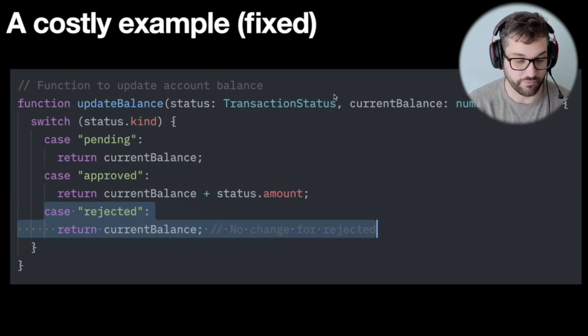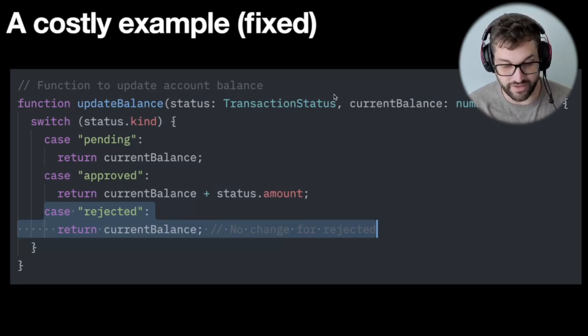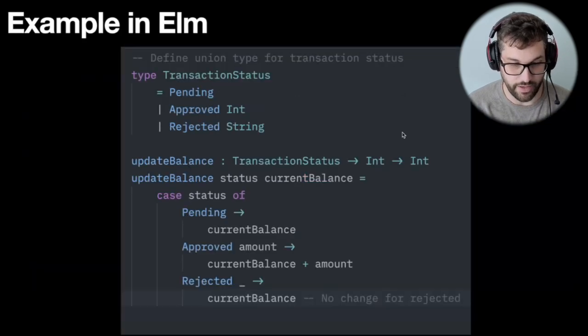So there's nothing that the compiler does to enforce that this be followed. It's simply a matter of the developer having enough presence of mind in the moment to remember to code for this case. Now let's take a look at an example in Elm, a counter example in Elm.